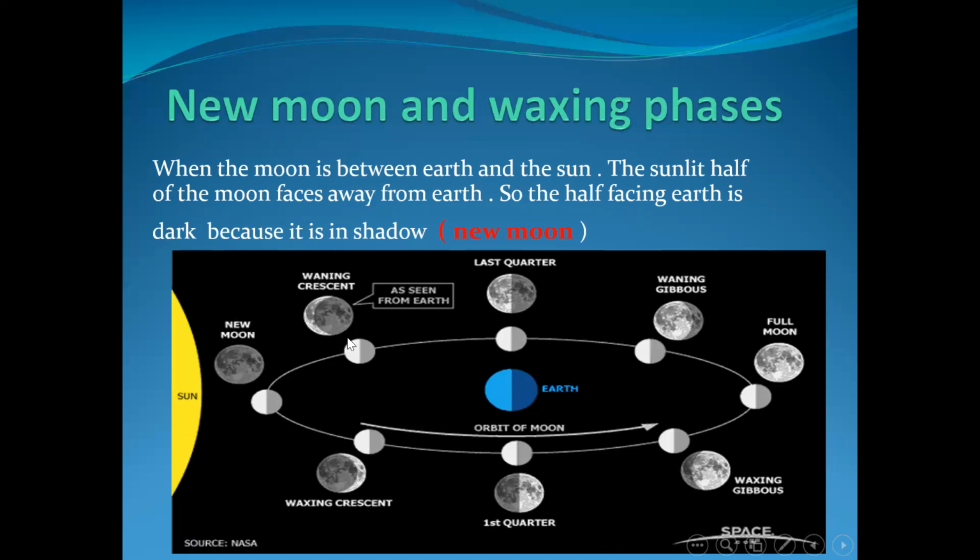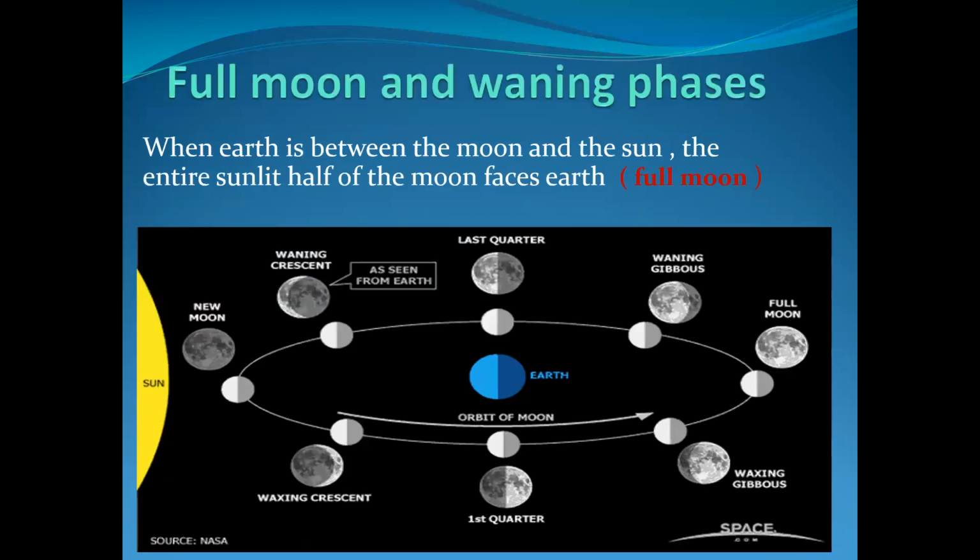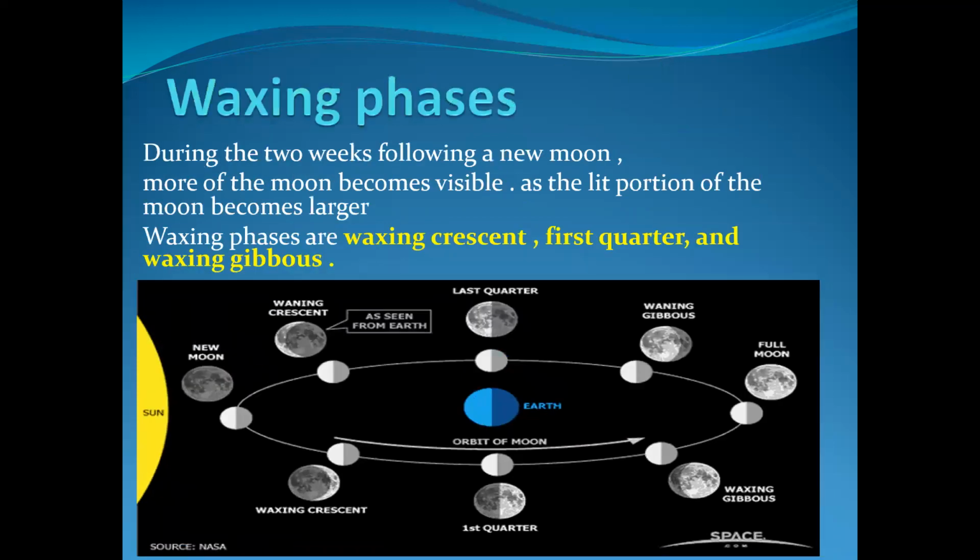Then again you will see it as a waning crescent. It's like a crescent, but different from the waxing crescent. Then it will end with half of the moon facing the sun and the other part in the shadow, so you will see it as dark. So this is the new moon. So these are the waning and waxing phases of the moon.